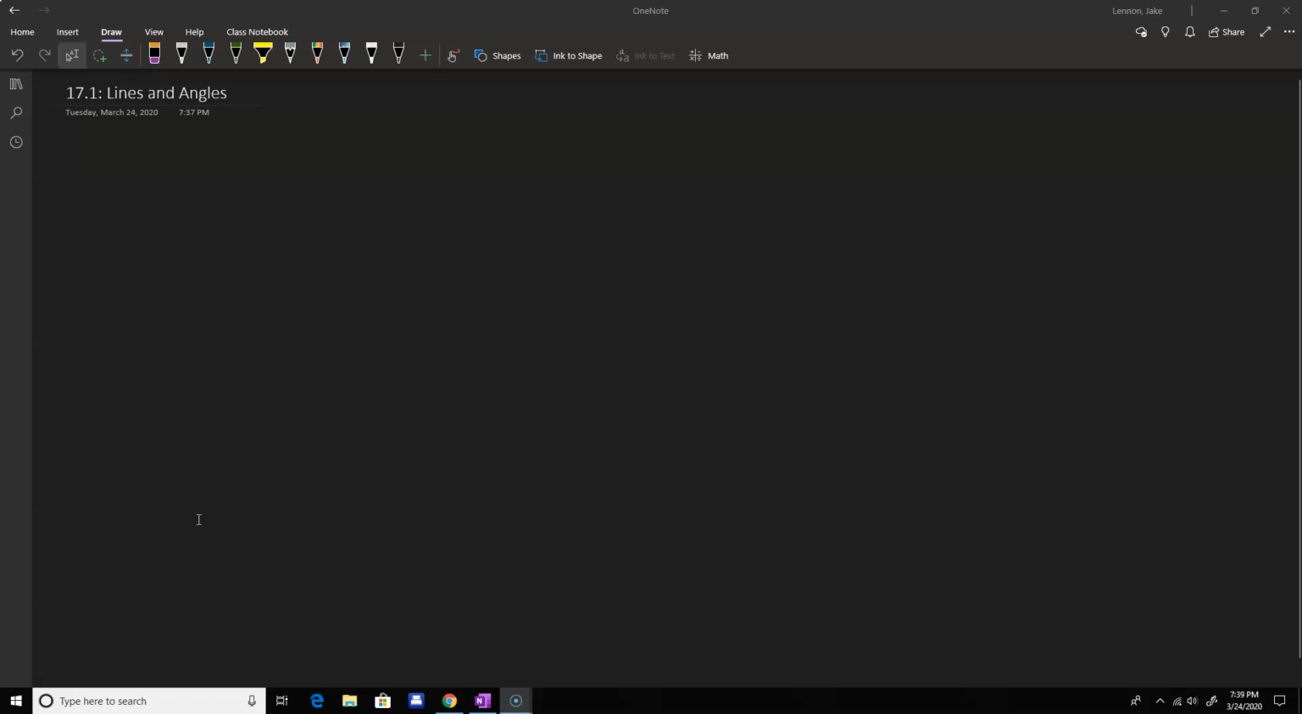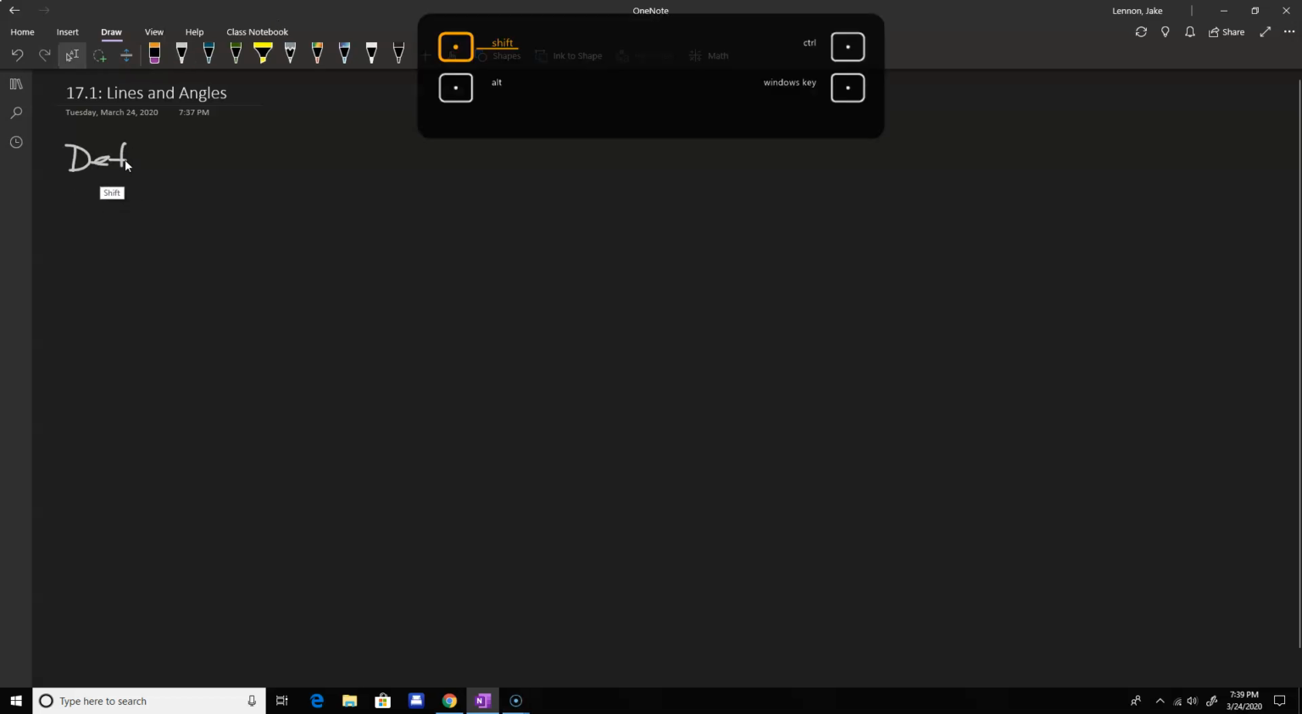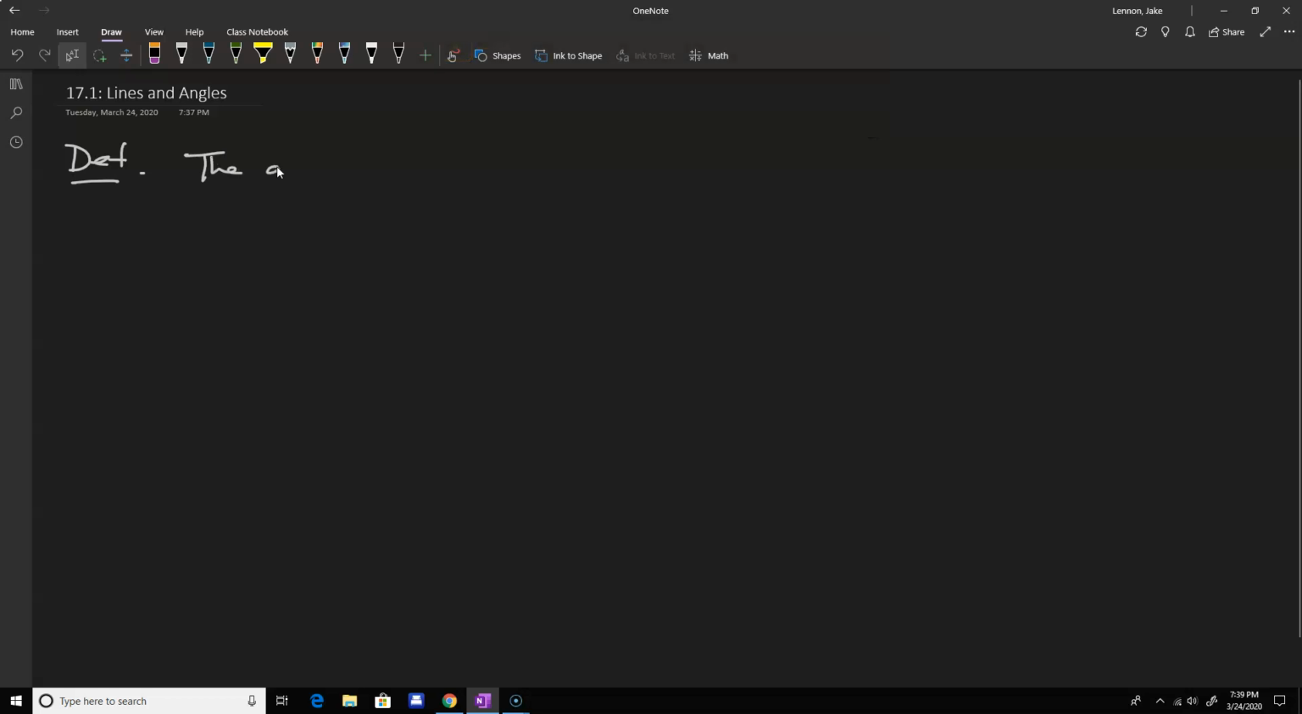So let's go ahead and just talk about essentially angle measure, and then we can also talk about some areas and perimeters today. So let's start with the definition, kind of a naive definition here. So the angle is the size of the opening between two intersecting lines.